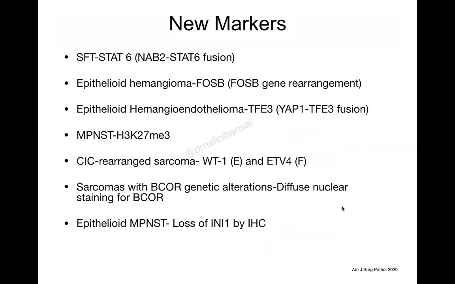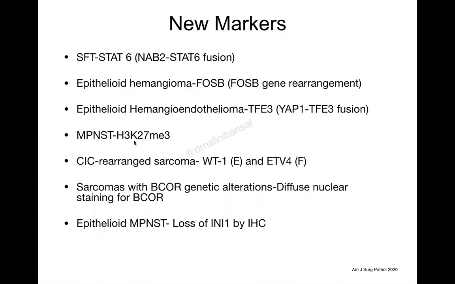Now, what are the new markers that have been described and which can aid you in the diagnosis of these tumors? Like I said, for the solitary fibrous tumor, STAT6. So STAT6 shows the NAB2-STAT6 fusion mutation, and this is the marker that is also available as an IHC marker. It shows nuclear positivity in cases of solitary fibrous tumor. Epithelioid hemangioma, FOSB is the IHC marker. Epithelioid hemangioendothelioma, TFE3 is the IHC marker that will show expression.